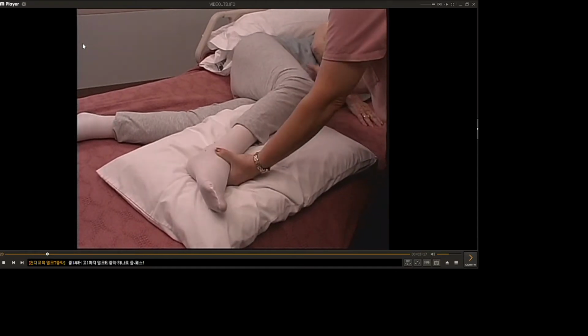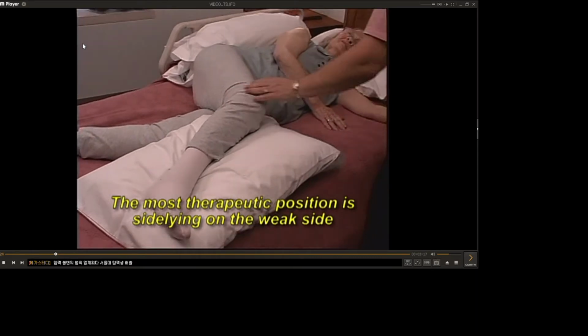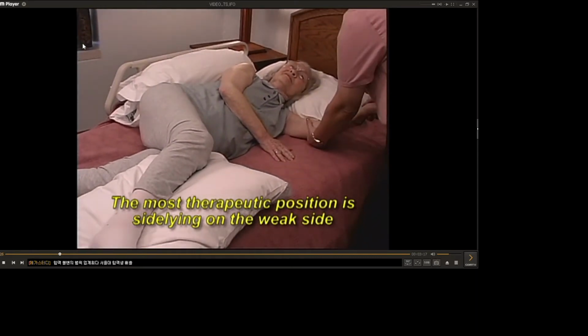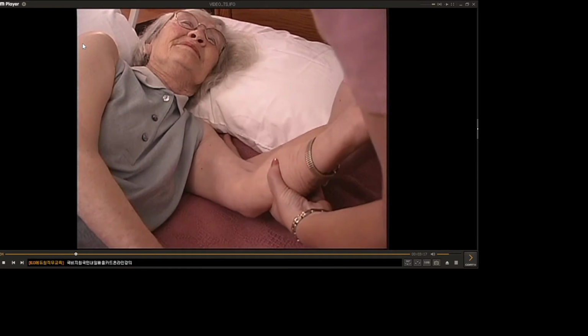While resting in bed, most patients are positioned in supine. This is okay, but the most therapeutic position is side lying on the weak side, so we want to make sure it is included on a daily basis. Here we have Harriet, who has had a stroke and now has a left hemiplegia.